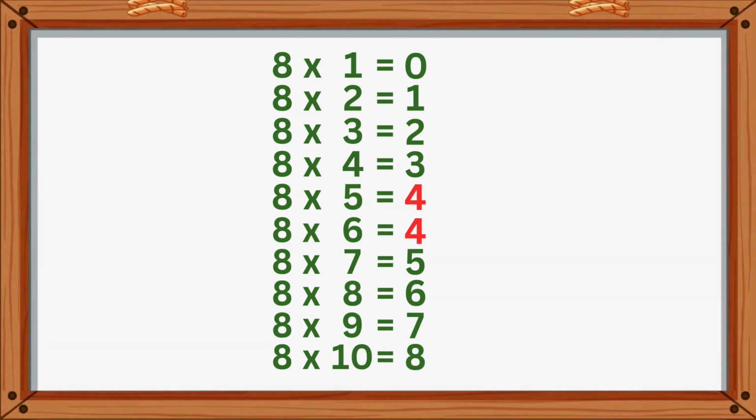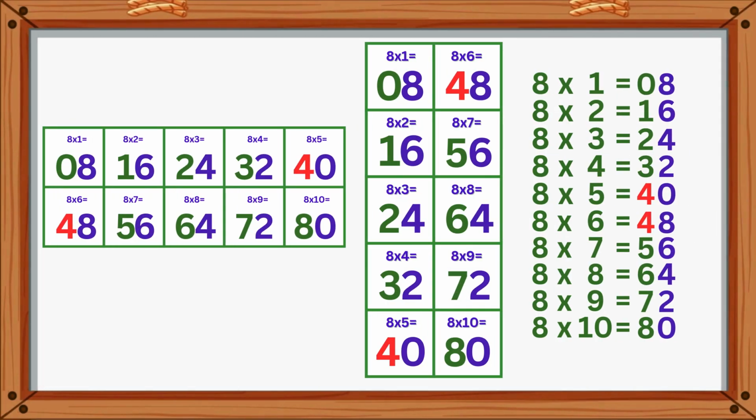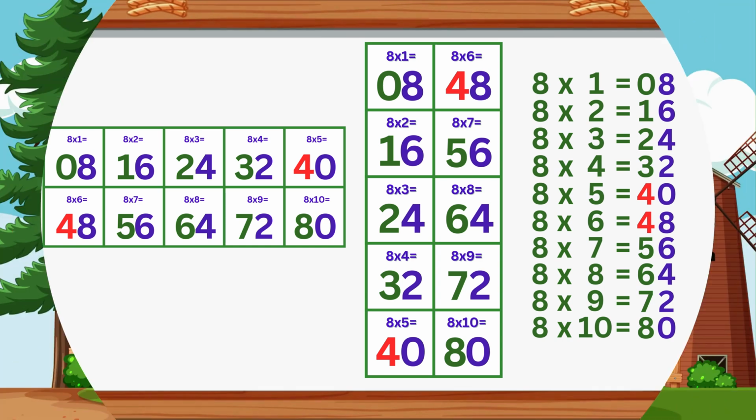For the ones' digits, going from the bottom to top, simply write 0, 2, 4, 6, and 8. Now repeat the numbers again, 0, 2, 4, 6, 8. The 8 times table is now complete. So, which trick did you like better? Keep practicing and you'll master the 8 times table in no time.